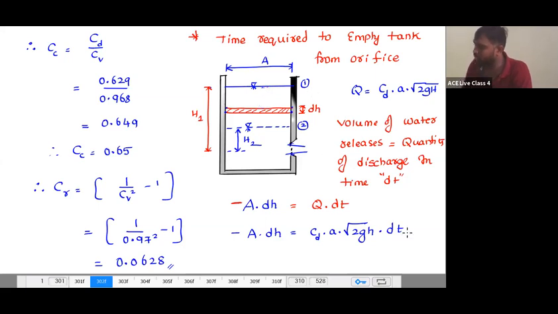Now how much water level is falling? Root 2GH. So at that point of time, if the water level falls here, whatever the leftover 2GH, so root of 2GH into dt. Now let's take from here.